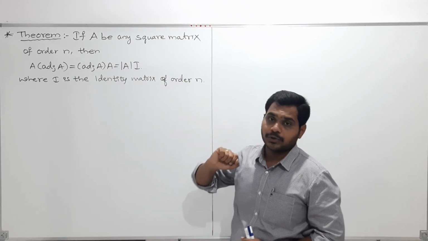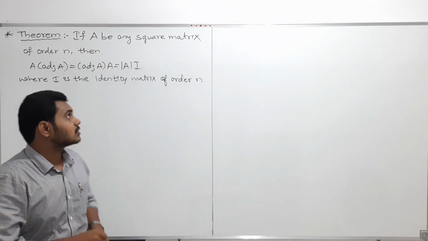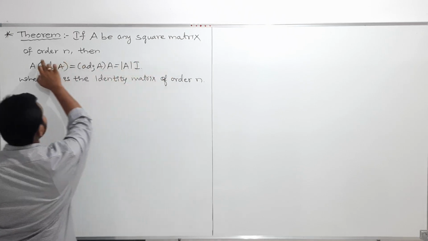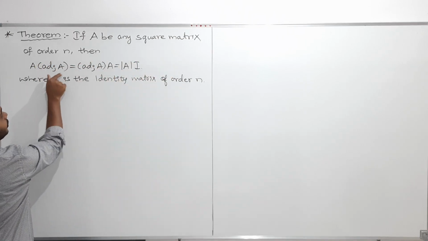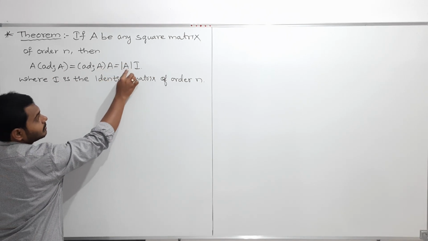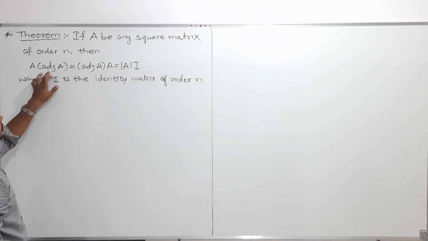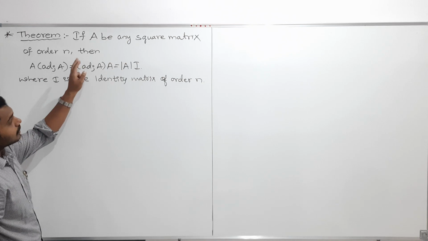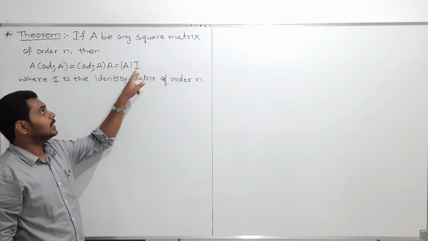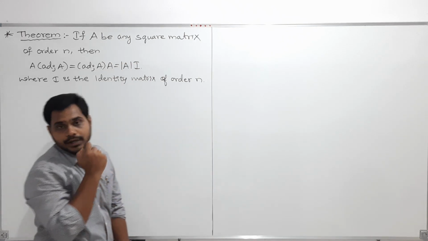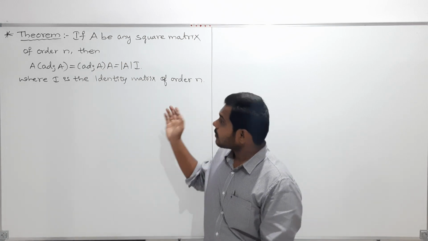So what is the theorem given to you? I have already written the statement. If A is any square matrix of order n, then A into adjoint of A is equal to adjoint of A into A, and this value is equal to determinant of A into I. So A into adjoint of A or adjoint of A into A is equal to determinant of A into I. And what is I, my students? Where I is the identity matrix of order n. Clear? So this is the theorem we have.